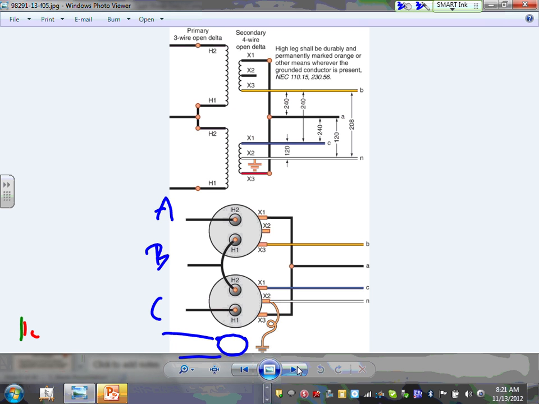240, three-phase. If you have a neutral, this is where the wild leg, remember that little point here? They're grounded to the ground. This is where you get that wild leg between phase B in this case, right? Phase B and the ground.